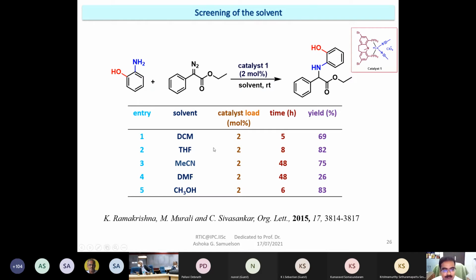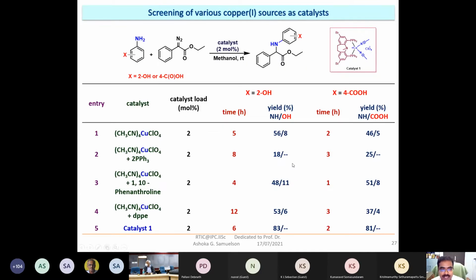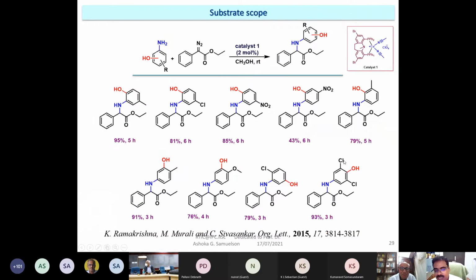And then we optimized the reaction conditions, particularly the solvent here. Methanol is a suitable solvent. We used methanol, but the carbene did not undergo insertion into the OH bond of methanol in the presence of our catalyst. That is a very important observation in this reaction. Here also we screened a lot of copper-1 salts, but our complex is superior to any other copper-1 salt we used here. And we could make a lot of examples.